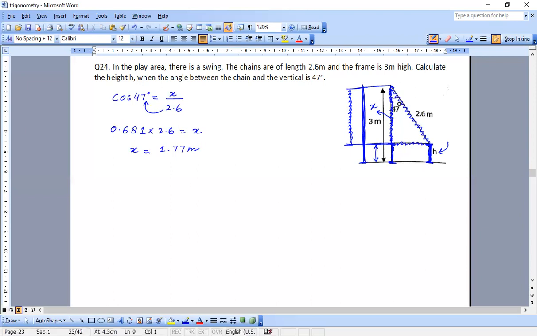X is 1.77. In order to find out the value of h, as I mentioned earlier, to calculate this value, I have to take x out of 3. So in easier words, I have to subtract x from 3. h is equal to 3 minus the value of x, which is 1.77. When I subtract 1.77 from 3, h is going to be 1.23 meters.